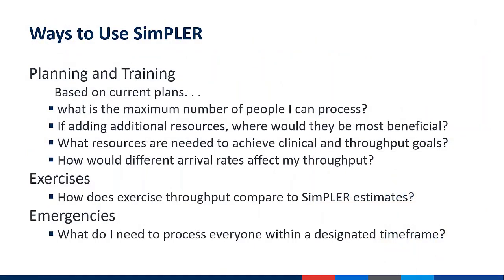So there's a couple different ways that you can use Simpler. One is planning and training, so you can look at your current plans. So what's the maximum number of people you could process given your current resources? Another example is exercises. So you do an exercise and then you can compare your exercise throughput to Simpler estimates, seeing how well you did. If you were slower than Simpler, maybe there's some different training that could be done. If you were significantly faster, maybe there's a very different way you're approaching the process. And then during an emergency, if you were going to request additional resources, what additional things would you need to process everyone in that desired time frame?